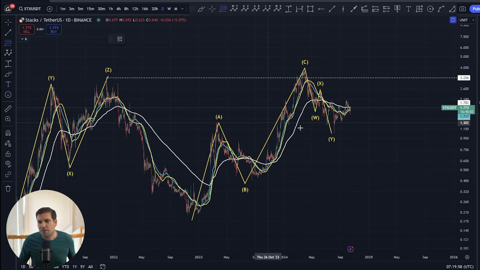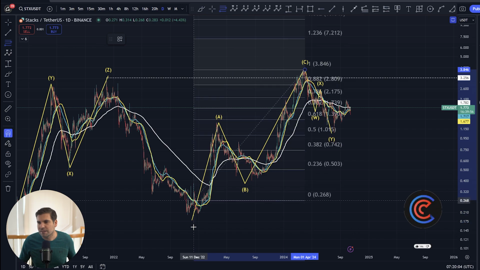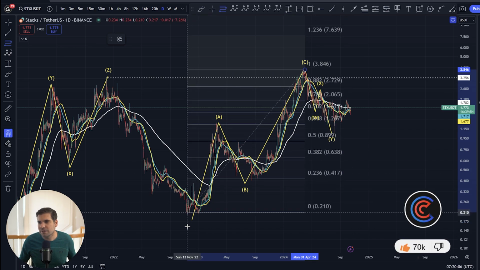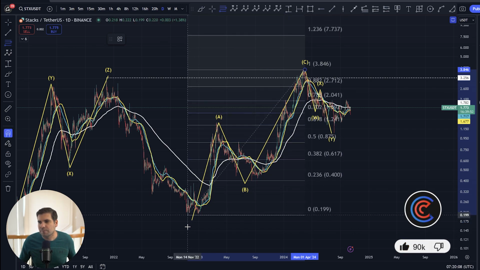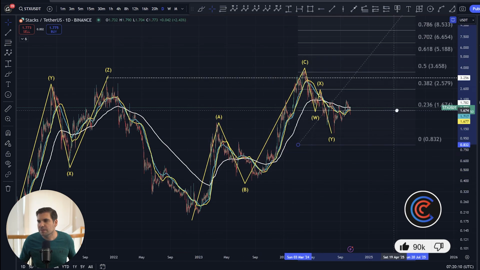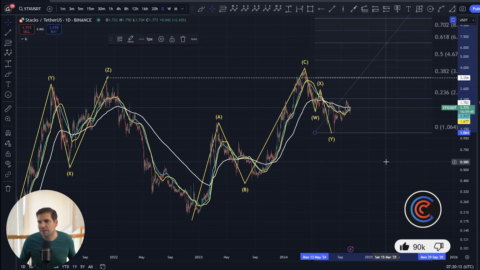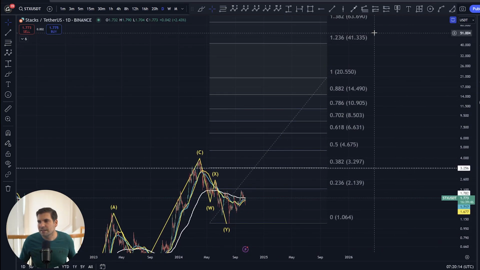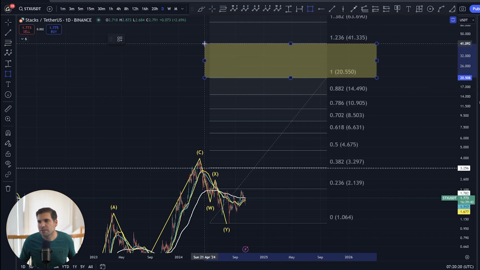So based on all of our structures so far for Stacks, we can now be a little bit more predictive over where we think price action is going to be heading. Like I said, I know this is overly complicated. It can be quite confusing at times, but for the most part, with this correction happening in the middle here, we can see there is a high probability, in my opinion, of Stacks rallying up towards 1 to 1.236 on the fib scale.